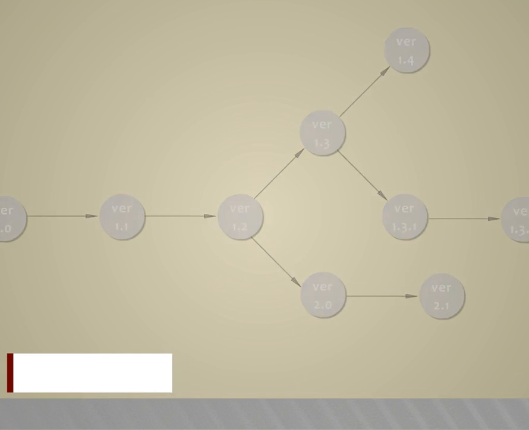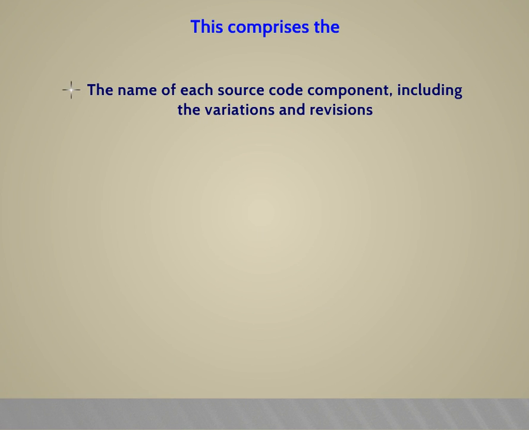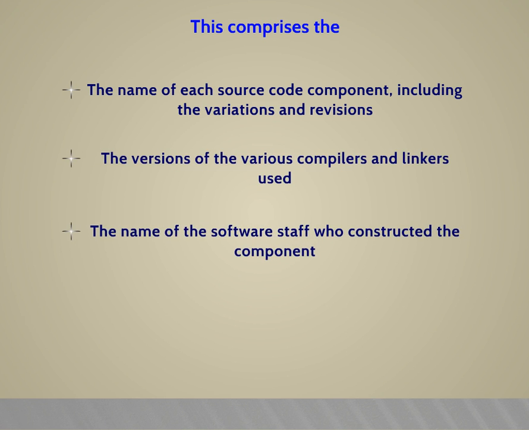This comprises the name of each source code component, including the variations and revisions, the versions of the various compilers and linkers used, the name of the software staff who constructed the component, the date and the time at which it was constructed.